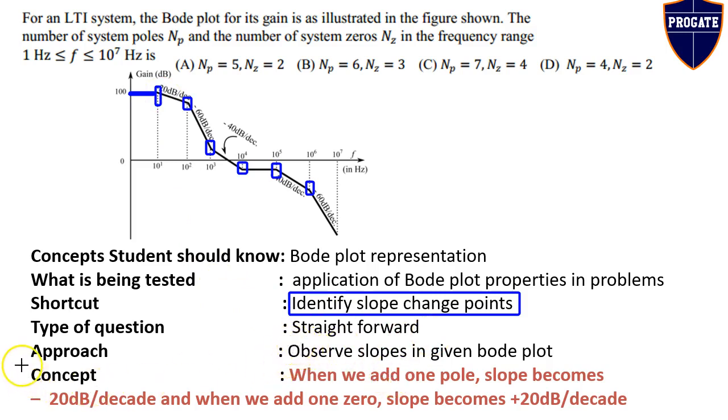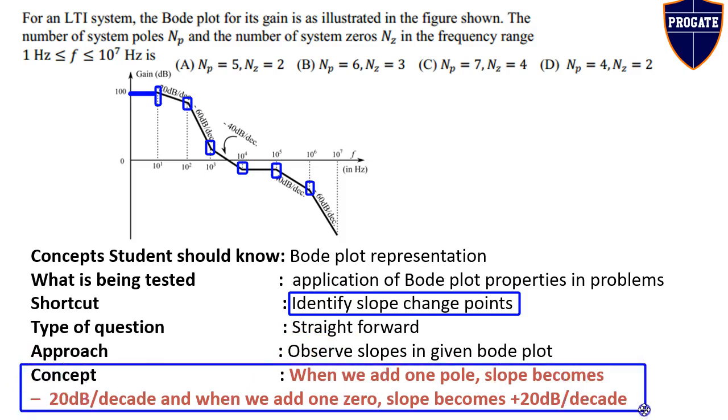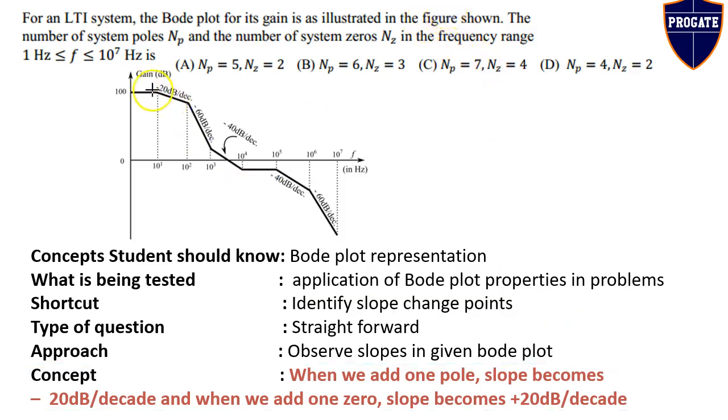The master concept to solve this question is that a pole contributes minus 20 dB per decade and a zero contributes plus 20 dB per decade. Now here, there is a change in slope at 10 Hz frequency, and the change in slope is minus 20 dB per decade. So we can conclude that a pole is present at 10 Hz, because the reason for this minus 20 dB per decade change in slope is nothing but a pole.